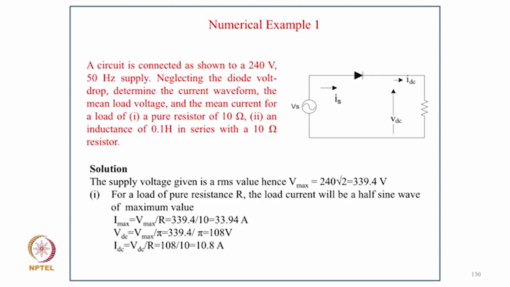So the supply voltage is given as RMS, Vmax equal to 240 into root 2, that is 339.4. For a pure resistive load the load current will be half wave rectified, so Imax equal to Vmax upon R, that becomes 33.94 ampere, and VDC equal to Vmax upon pi, so it becomes 108 volt, and IDC equals VDC upon R, that becomes 10.8 ampere.